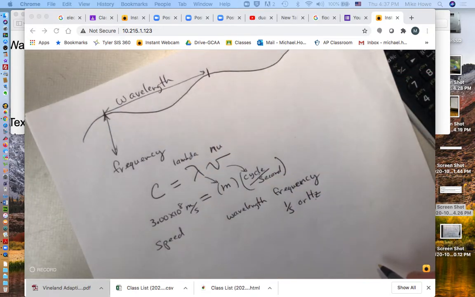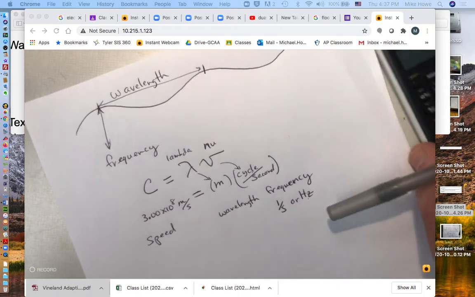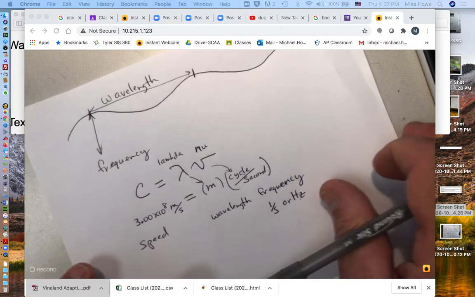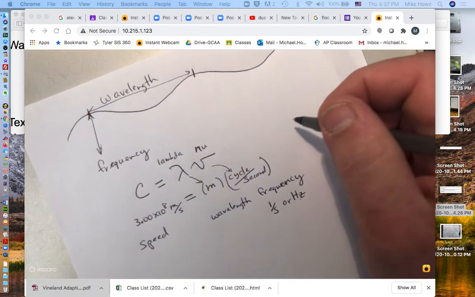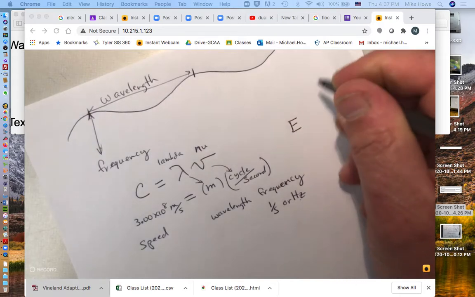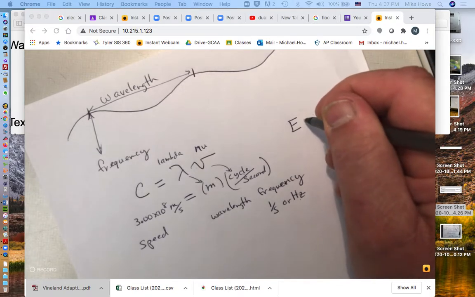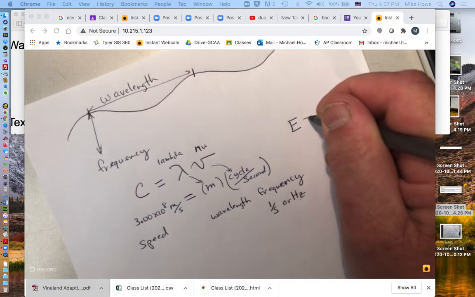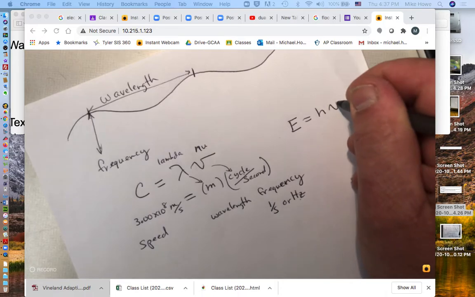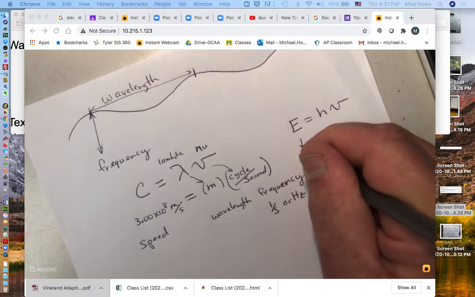All right. So in class, we also talked about light traveling as particles, and there's an equation that we use that deals with the energy of a particle of light. A particle of light is a photon of light. So we could say the energy of a photon of light is equal to h times frequency. E stands for energy.